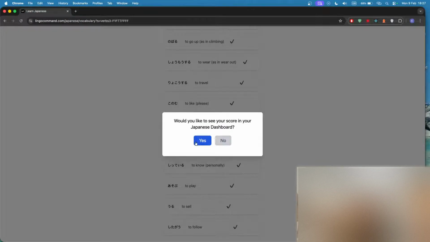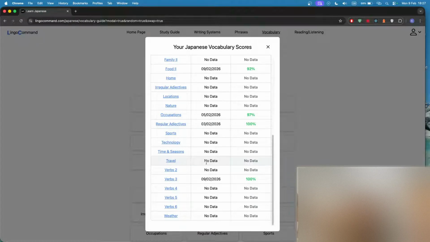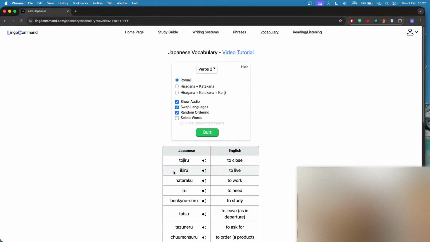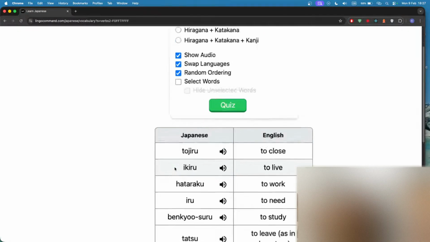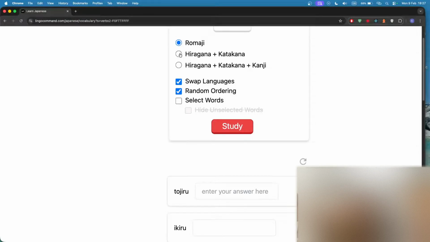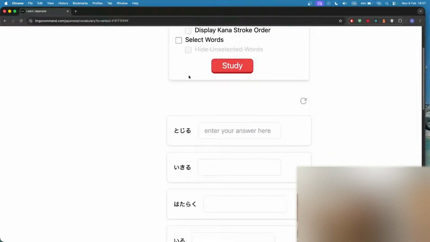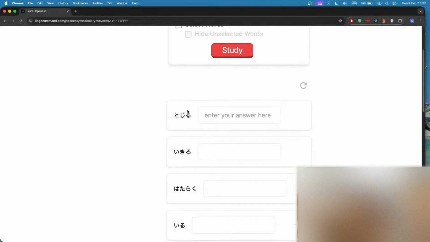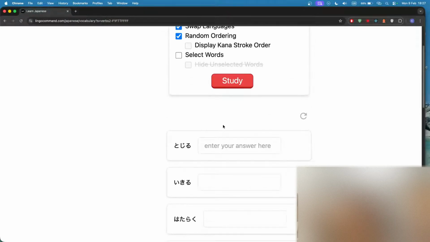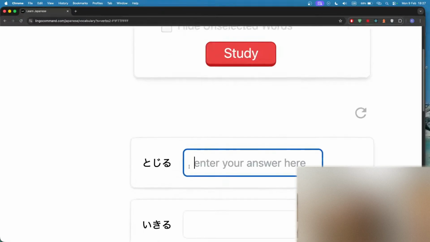We'll save that result, and let's just take a quick look at our performance dashboard. Okay. Why don't we try and do verbs 2? It's been a while since I covered that topic. So I'll apply the quiz. And we want our questions in hiragana and katakana. Now, I think there are no katakana verbs, right? So far I just haven't seen that at all. But let's take a look.